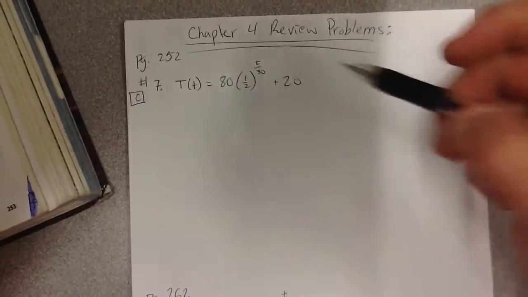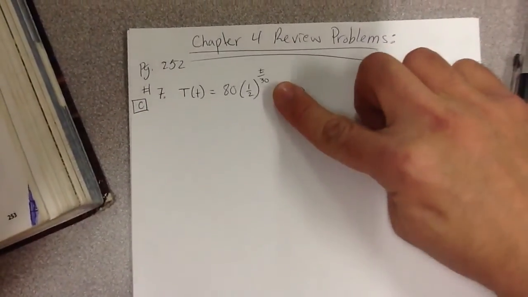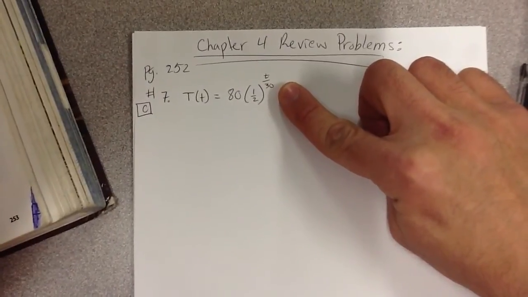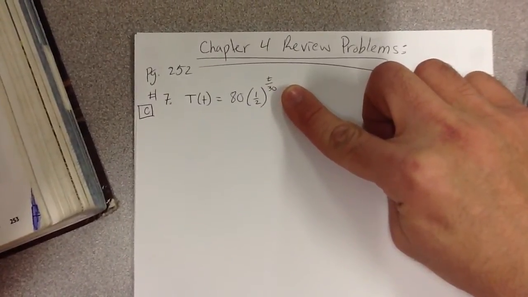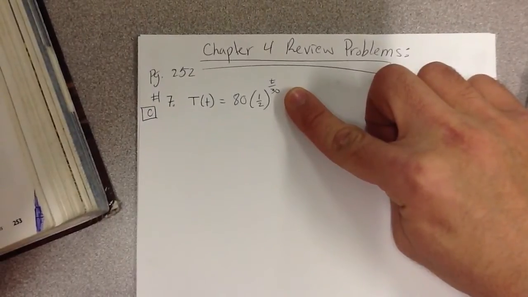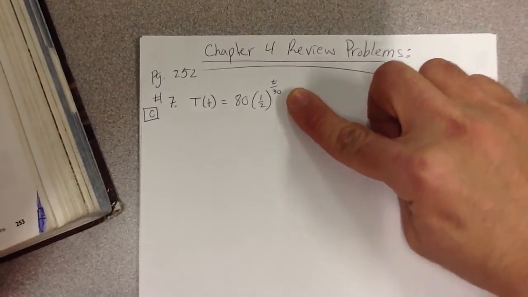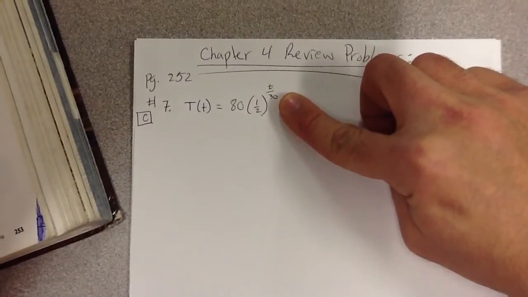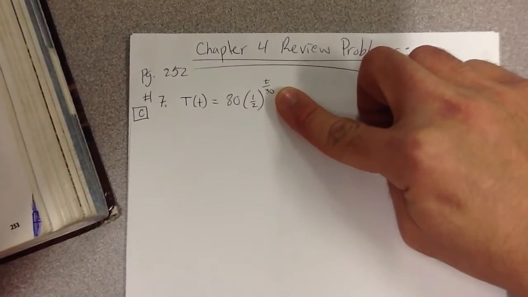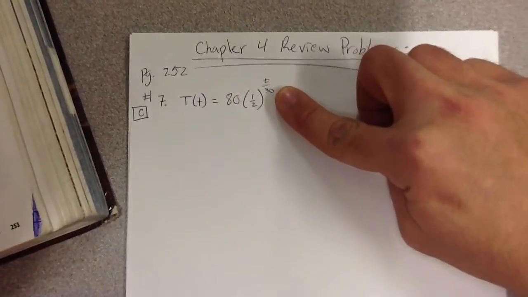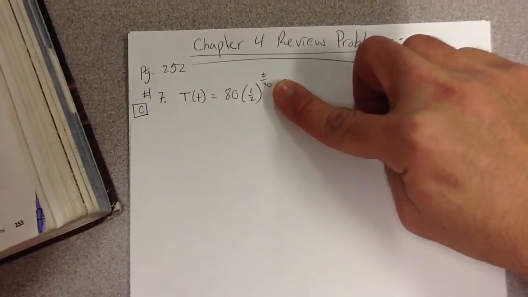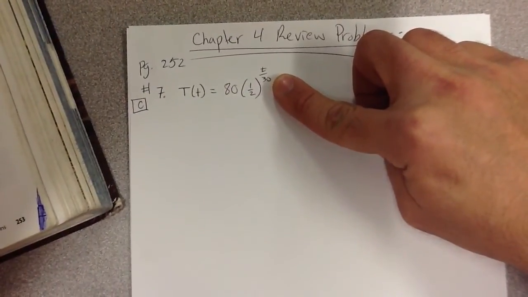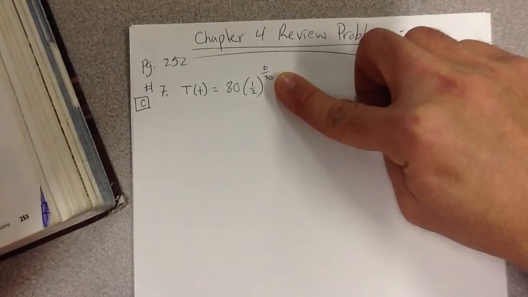Now, if you take a look at this, if there was no 20 here, this is actually a very, very easy problem because what this is actually talking about is half-life. See, the base is a half, okay? And the initial temperature, if there was no 20 here, the initial temperature would be 80. And also, the fact that the exponent is t over 30 means that every 30 minutes, let's say, the temperature of this liquid is cutting in half.